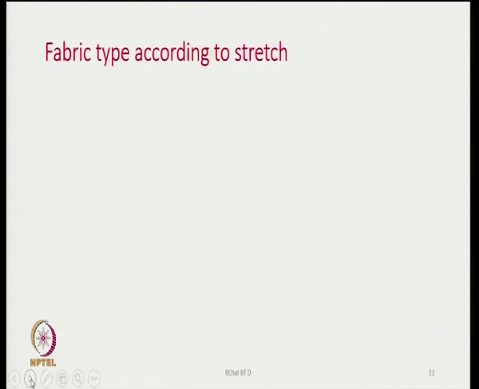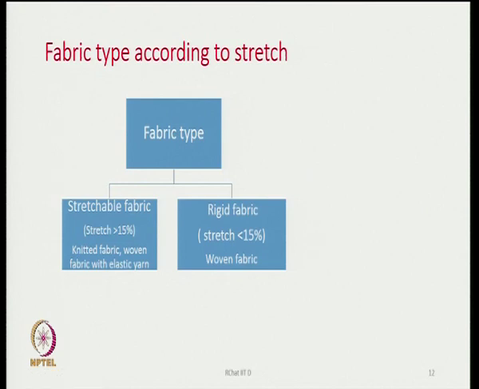Just some general idea about the fabric type according to stretch. Now, we can broadly classify the fabric from the stretchability point of view into two groups. One is stretchable fabric, the other one is rigid fabric. Stretchable fabrics are fabrics whose stretch value is more than 15%, and a fabric whose stretch is less than 15% will be known as rigid fabric.